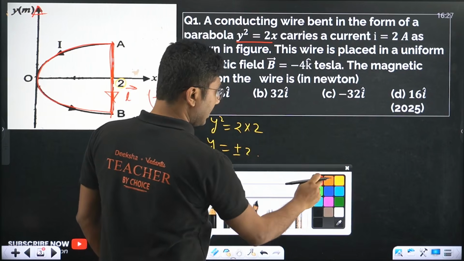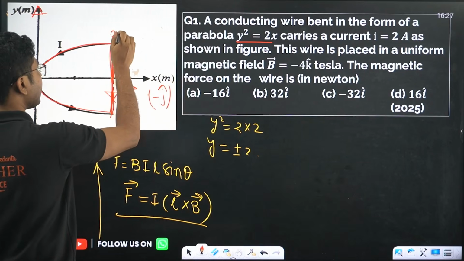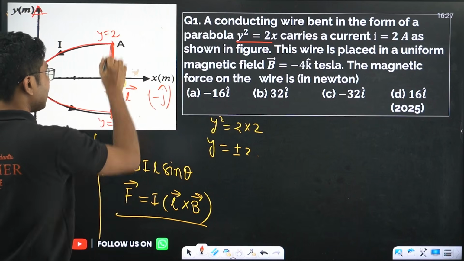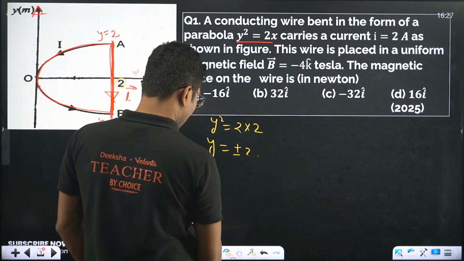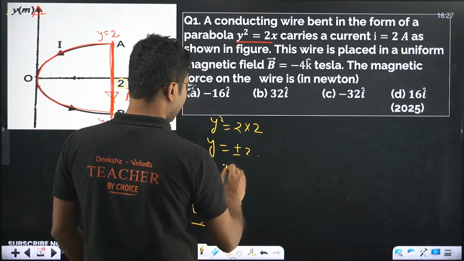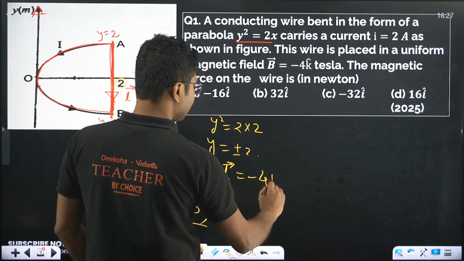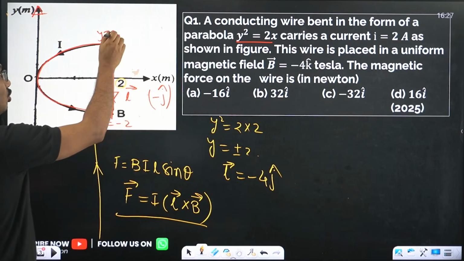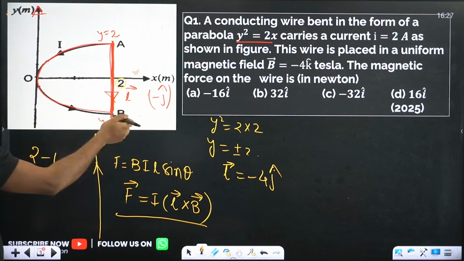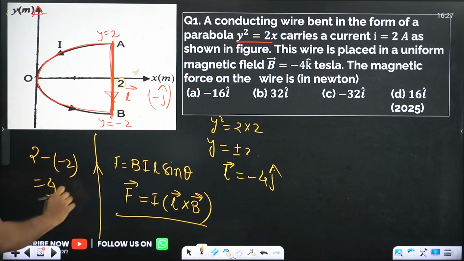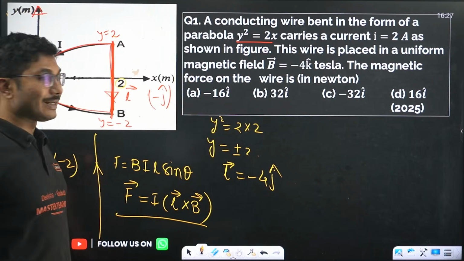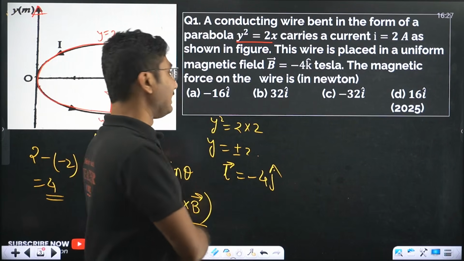What is the meaning of that? That means here the point is y equals plus 2, and here y is equal to minus 2. So what is the distance between these 2 points? It will be 2 minus minus 2, that is 4. So the L vector is actually minus 4 j cap. Why minus 4? 2 minus minus 2, the difference between the coordinates, that is 4, and obviously it is along the negative y direction, so that's why it is minus. So minus 4 j cap is the L vector.